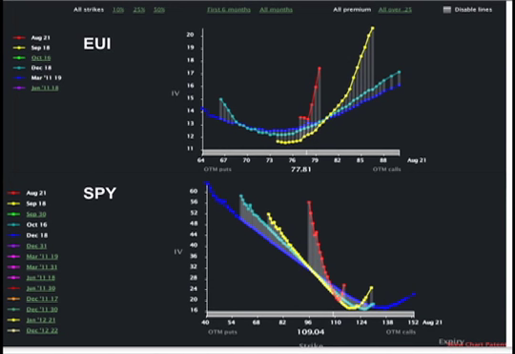So, for instance, given this kind of skew, I don't think I want to do credit spreads on the calls on the EUI. Whereas in SPY, I think that may work fine. And a little bit later on, we'll get to see how that looks.